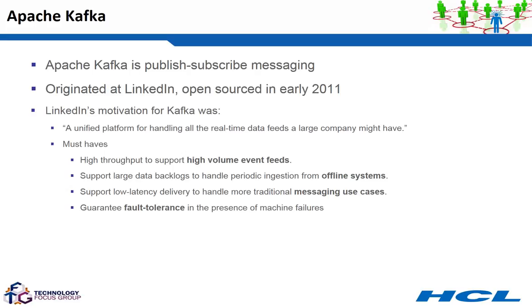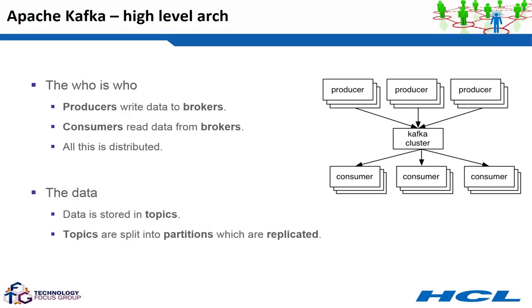Another requirement was that it should be able to cater to existing or traditional messaging use cases as well, plus fault tolerance and high availability should be built into the platform. Based on these requirements, they finally came up with Kafka, which meets all of them. We'll now discuss Kafka architecture briefly.